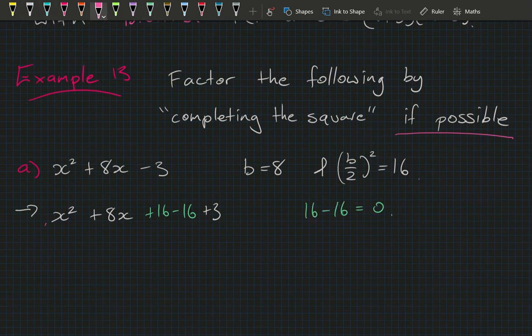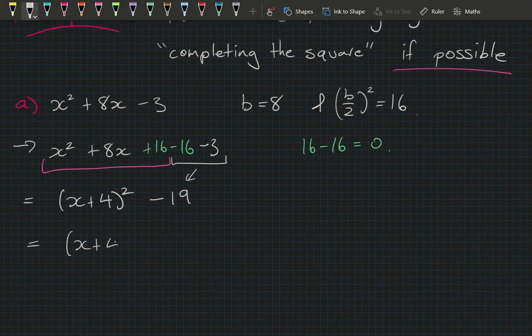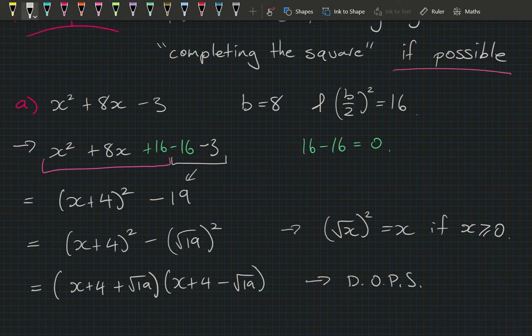Alright, now this part here is actually equal to x plus 4 squared, and that should be a minus 3, by the way. And now we can move on with that. So minus 16 minus 3 is actually minus 19. So we can rewrite that as the square root of 19 squared. Just as a side note, the square root of x all squared is equal to x if x is greater than 0. And 19 is, obviously. So now we can rewrite this as x plus 4 plus square root of 19 multiplied by x plus 4 minus the square root of 19 by the difference of perfect squares. And that's our final solution. You can't do anything with the square root of 19.